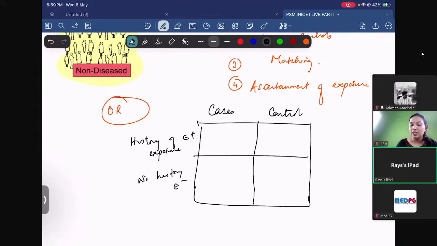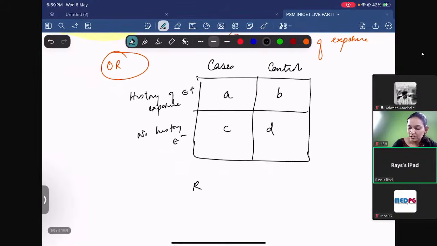Cases and controls with the numbers in the question. You fill in all the blanks. So you have A, B, C, D, and what is odds ratio? Once you make the 2 by 2 table, you do the cross product. That will give you the odds ratio. That is AD by BC.